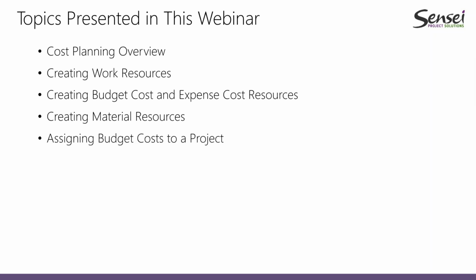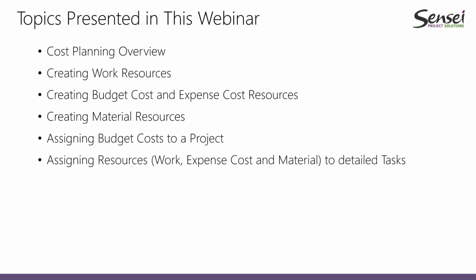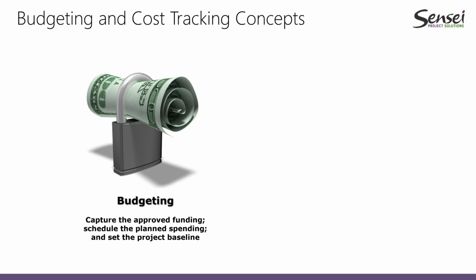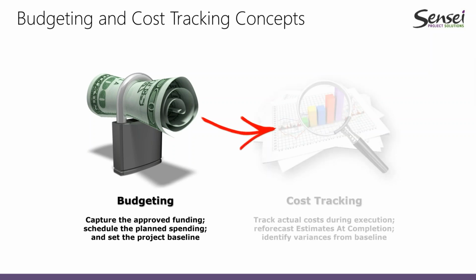We'll be seeing how we assign budget costs to a project, as well as how we assign work expense and material costs or resources to detailed tasks in order to do the planning and tracking in terms of costs. So before we move on to do some hands-on stuff, I believe we have to do some initial concepts in here.